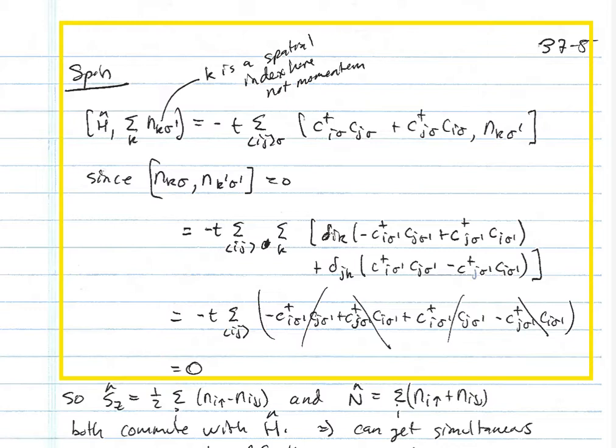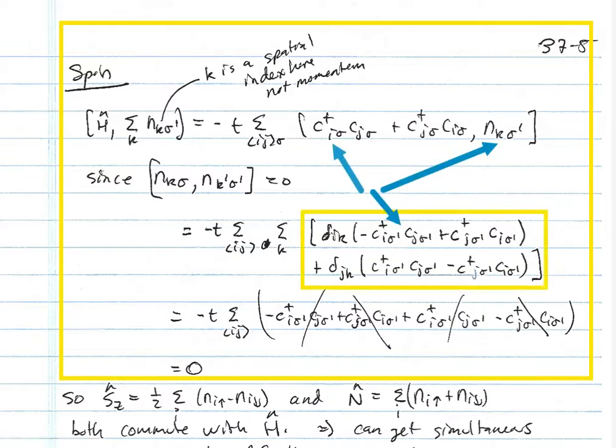And it will require the K index to be the same as the I index or the J index. So I'll get a delta IK where it's a minus C dagger I sigma prime C J sigma prime plus a C dagger J sigma prime C I sigma prime. And then it'll be plus a delta JK. That's when the K index is equal to the J index, C dagger I sigma prime C J sigma prime minus C dagger J sigma prime C I sigma prime.